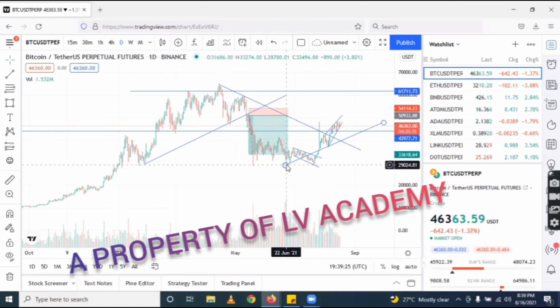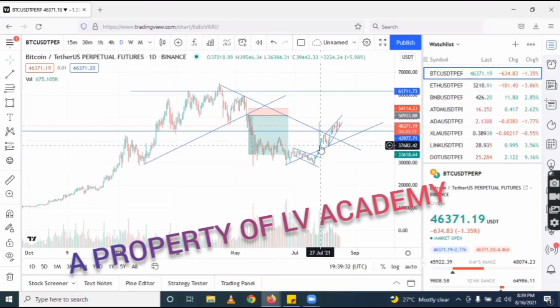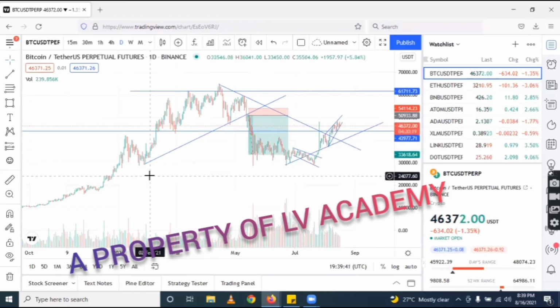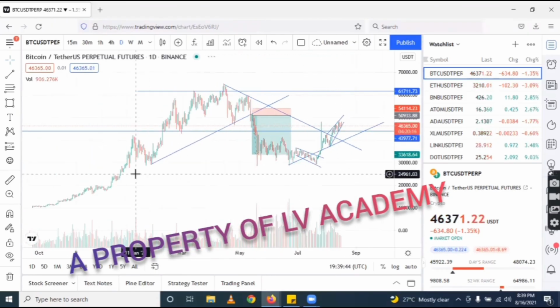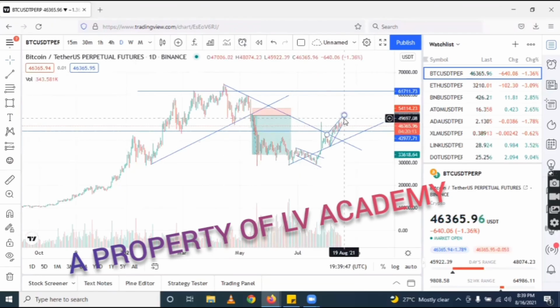A perfect example is this trend line. As you can see, 1, 2, 3, 4. It gives you so many touches. This one too: 1, 2, 3, 4. So the higher the number of touches, the more valid the trend line. The next time it comes back there, it is usually rejected when there are a lot of touches there. It is usually very valid when there are a lot of touches there.